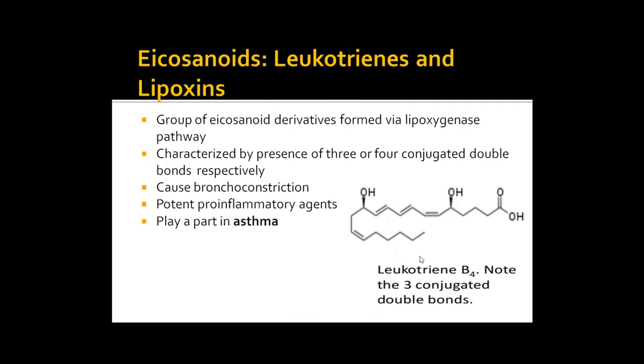Leukotrienes and lipoxins are a group of eicosanoid derivatives formed via the lipoxygenase pathway. These are characterized by the presence of 3 or 4 conjugated double bonds respectively. They cause bronchoconstriction. These are potent pro-inflammatory agents and play a role in asthma. Shown in this figure is a leukotriene B4 molecule. You can see 3 conjugated double bonds in its structure.